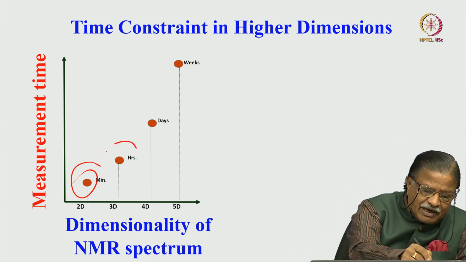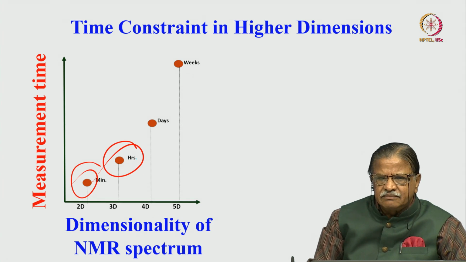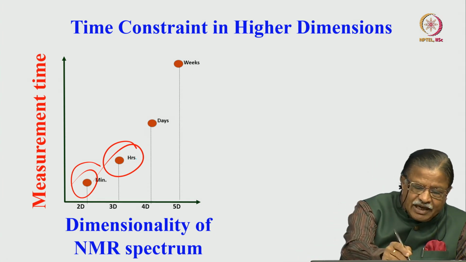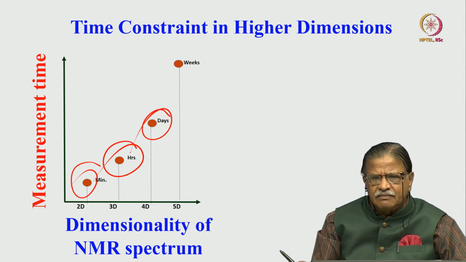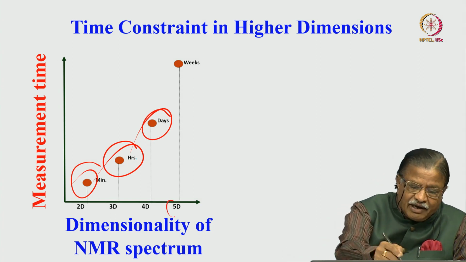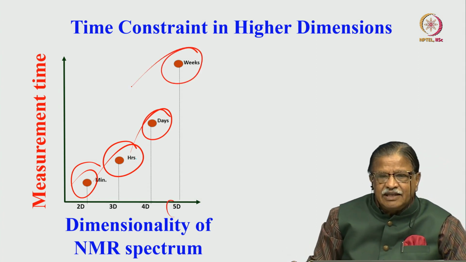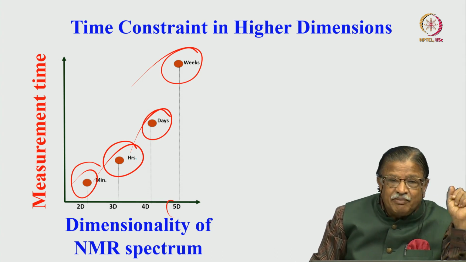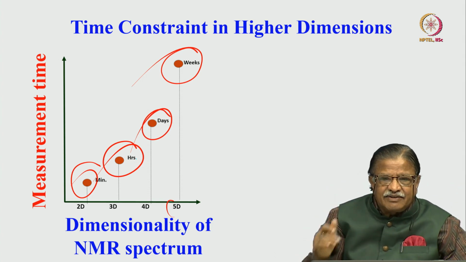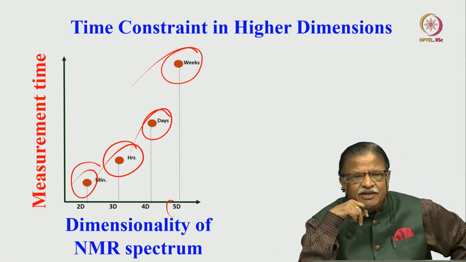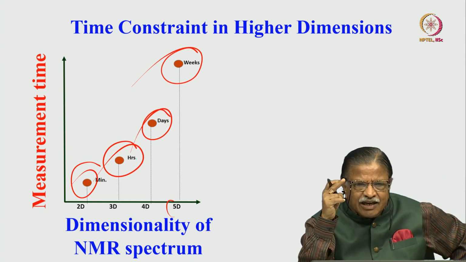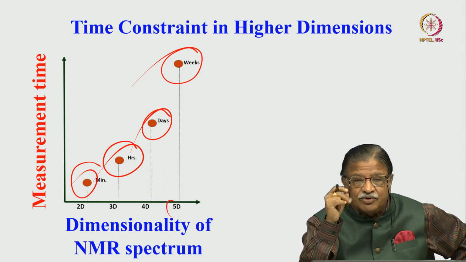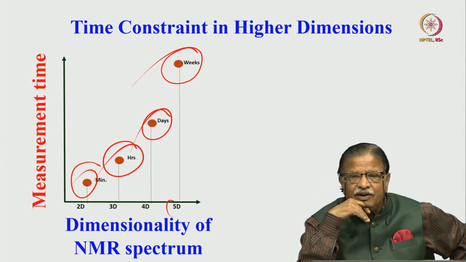Go to 3D NMR, it will take several hours. Go to 4D NMR, it may take days. If you go to 5D NMR, it will take several weeks. That means if you have to do one experiment, you have to spend several weeks. And what is the cost of the NMR instrument? The cost of the NMR instrument runs into several crores. An 800 megahertz may be about 15 crores.